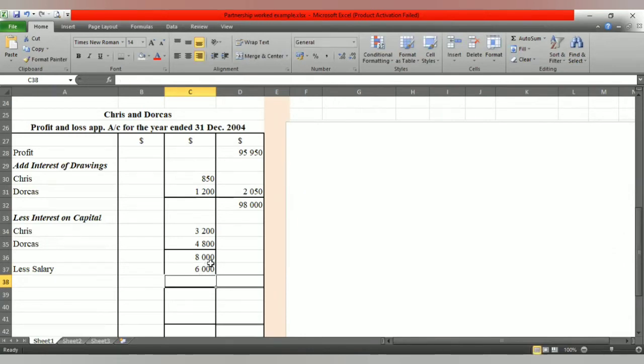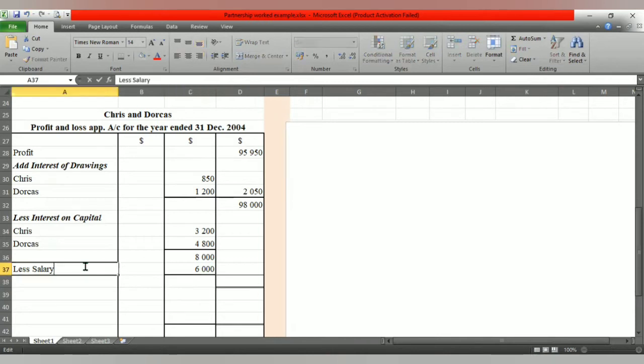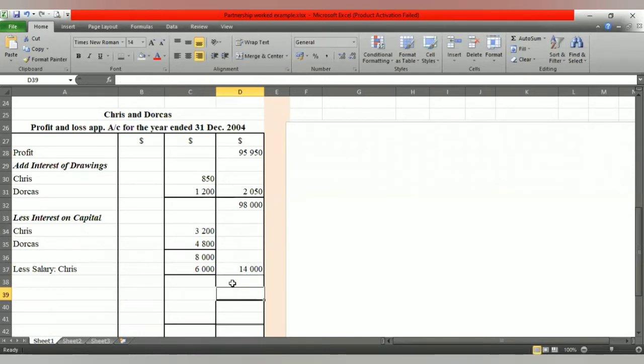We're going to add the total interest on capital with the salary, and remember, this salary is paid out to Chris. We have to indicate the partner that we pay the salary to. So we're adding the $6,000 and the $8,000 simply because that's the total of what reduces the profit. And $6,000 plus $8,000 gives us $14,000. This $14,000 is subtracted from the $98,000, and that leaves us with $84,000. This $84,000 represents the balance of profit that is in the business.